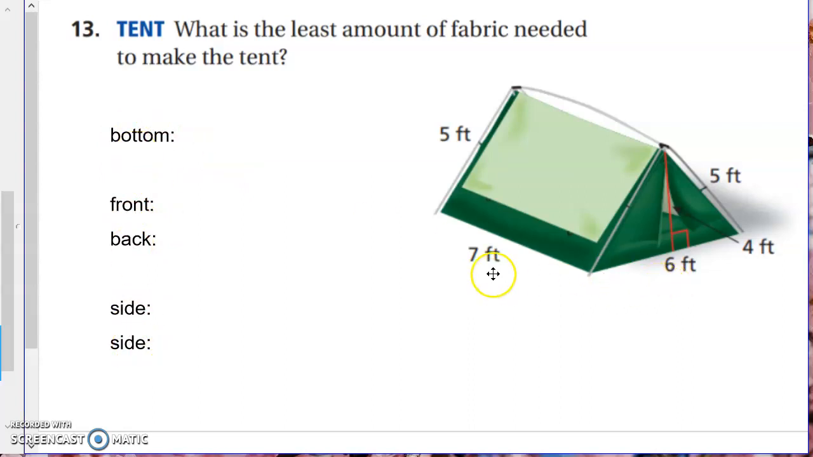So my bottom would be 7 times 6, which is 42. My front and back would be 6 times 4 divided by 2. That would be 6, but I need 6 on the front and on the back. My side here would be 7 times 5, which is 35. And my side over here would be 7 times 5, which is 35 again.